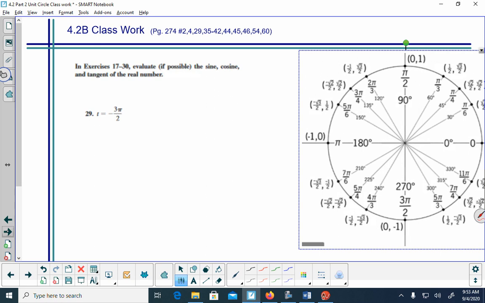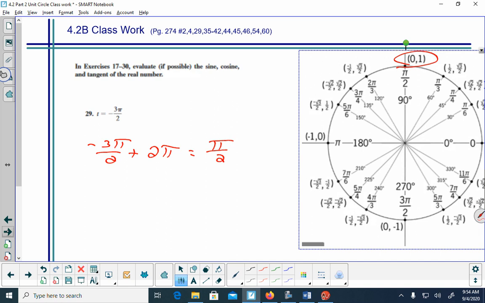Okay, the next one, it says evaluate the sine, cosine, tangent. This is a throwback from the last section. I changed it to 29, so we're doing 29, which is the trig functions of -3 pi over 2. Remember, I don't like it when it's negative, so I'm going to take that -3 pi over 2 and add a positive 2 pi, so I can put it on my unit circle. And when I do that, I end up with a positive pi over 2. So my angle is still -3 pi over 2, but pi over 2 is a coterminal angle, so it ends at the same place. So this is the ordered pair that I'm dealing with.